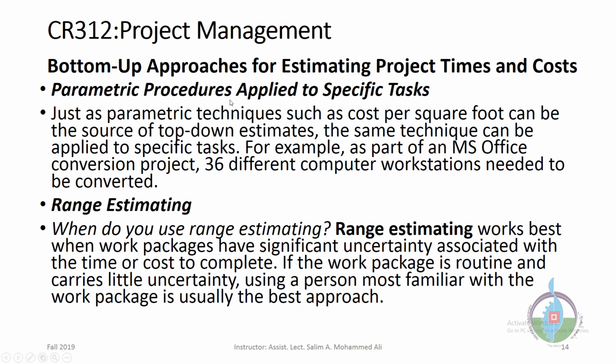Parametric procedures applied to specific tasks. Just as parametric techniques such as cost per square foot can be a source of top-down estimates, the same technique can be applied for specific tasks. For example, as part of our Microsoft Office conversion project, there will be a need for 36 different machines to be installed or converted. So based on the number of machines, we can estimate parametrically how much cost or time is needed.